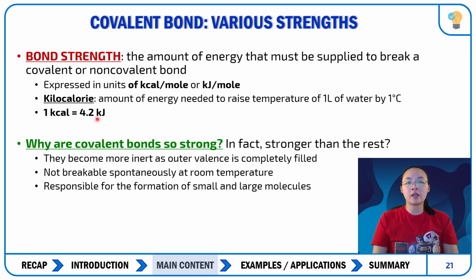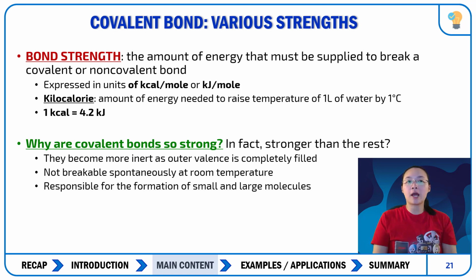So 1 kilocalorie is the amount of energy needed to raise the temperature of 1 liter of water by 1 degree Celsius, and we equate 1 kilocalorie to 4.2 kilojoules. So these are just values that, once again, if you're ever asked a question where you have to convert different values, or if you're asked to calculate something, these are conversions and known values that you can use immediately.